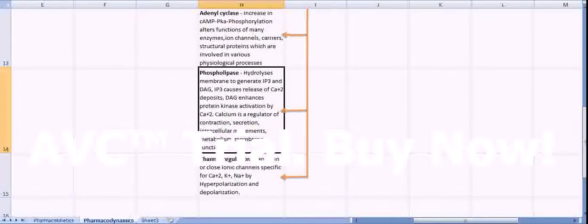In the case of channel regulation, when the drug reacts with the G protein coupled receptor, channel regulation may occur. It may close or open the ionic channels which are specific to calcium ions, potassium ions, and sodium ions by hyperpolarization and depolarization.